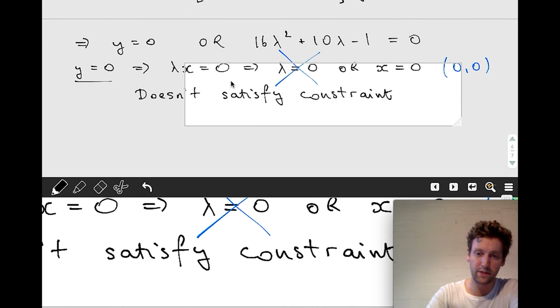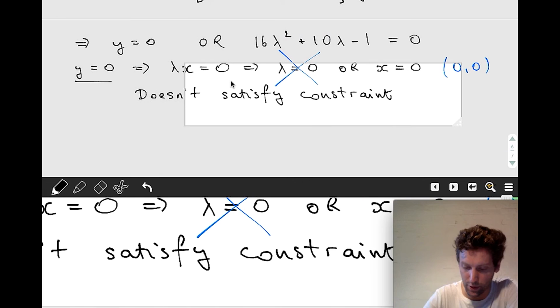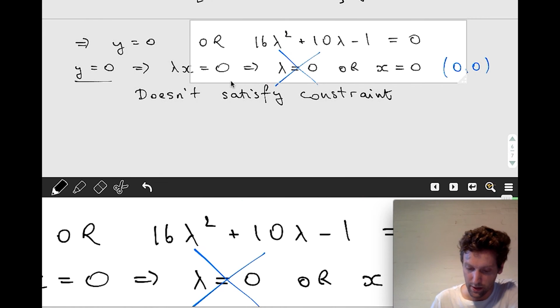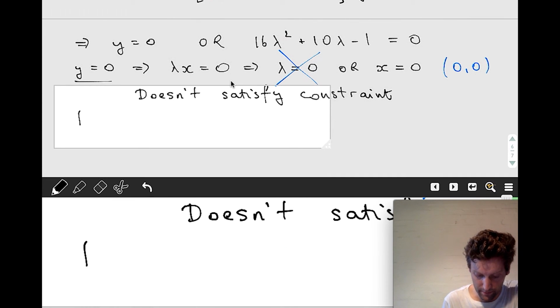So we see that the possibility that y is equal to 0 is not allowed. So instead what we've got to do is go back and look at the other possibility, which was that 16 lambda squared plus 10 lambda minus 1 was equal to 0. So let's take a look at that.